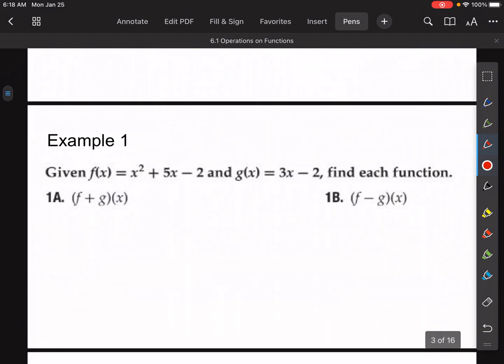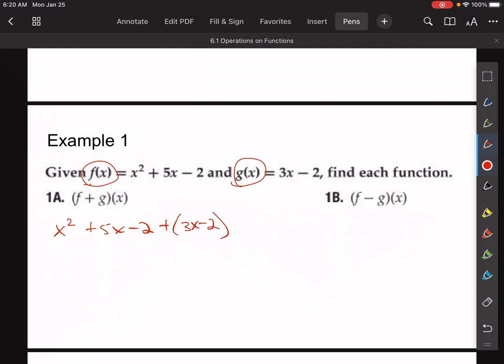For 1a, we have f plus g of x. Here's the f function, here's the g function. They want us to add the two together. So I'm going to take the f function, x squared plus 5x minus 2, and add it to 3x minus 2. I use parentheses just as a habit. With addition, it's not that important. With subtraction, it is. All we're doing here is combining terms, so there's no other x squared term. But then we have 5x and 3x. Those are like terms we can combine to get 8x. And then negative 2 minus 2 would be negative 4. So there's our answer to 1a.